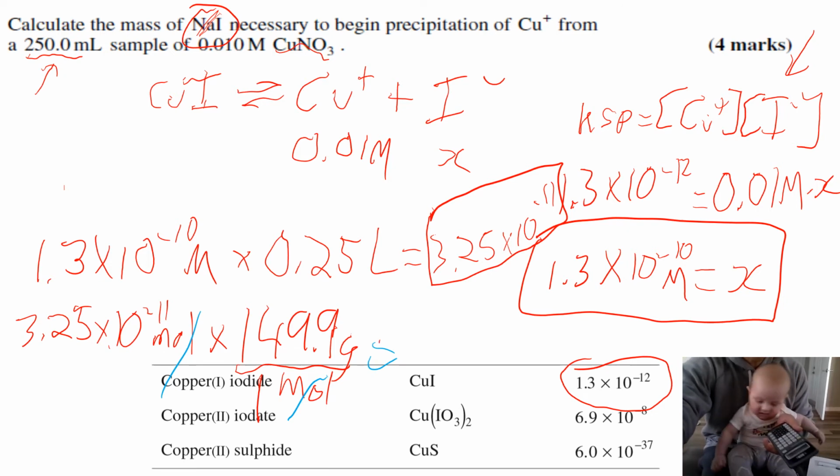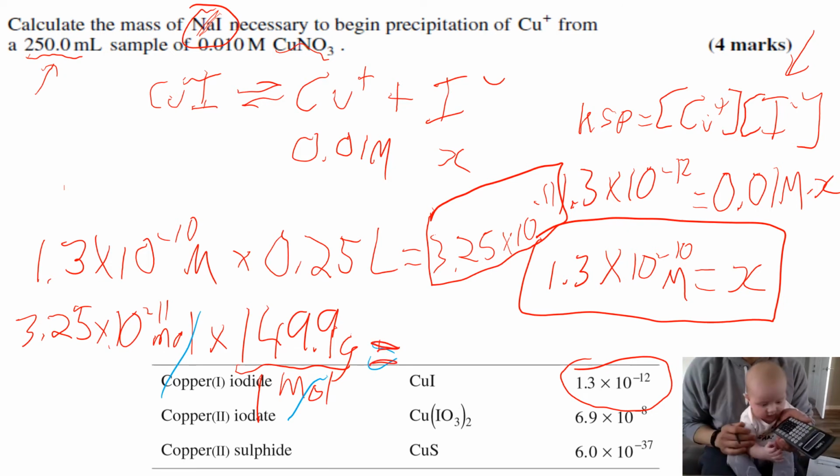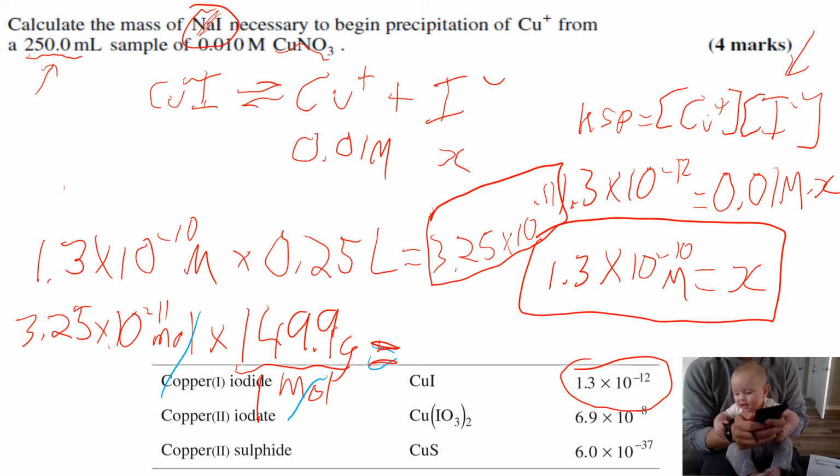Oh, I should change the equals. Getting a little agitated, guys. I think I spilled some chocolate on this calculator because I really want to put it in my mouth right now. Anyways, we're going to go 3.25 times 10 to the minus 11. I know, I'm just so excited to answer the question, man.